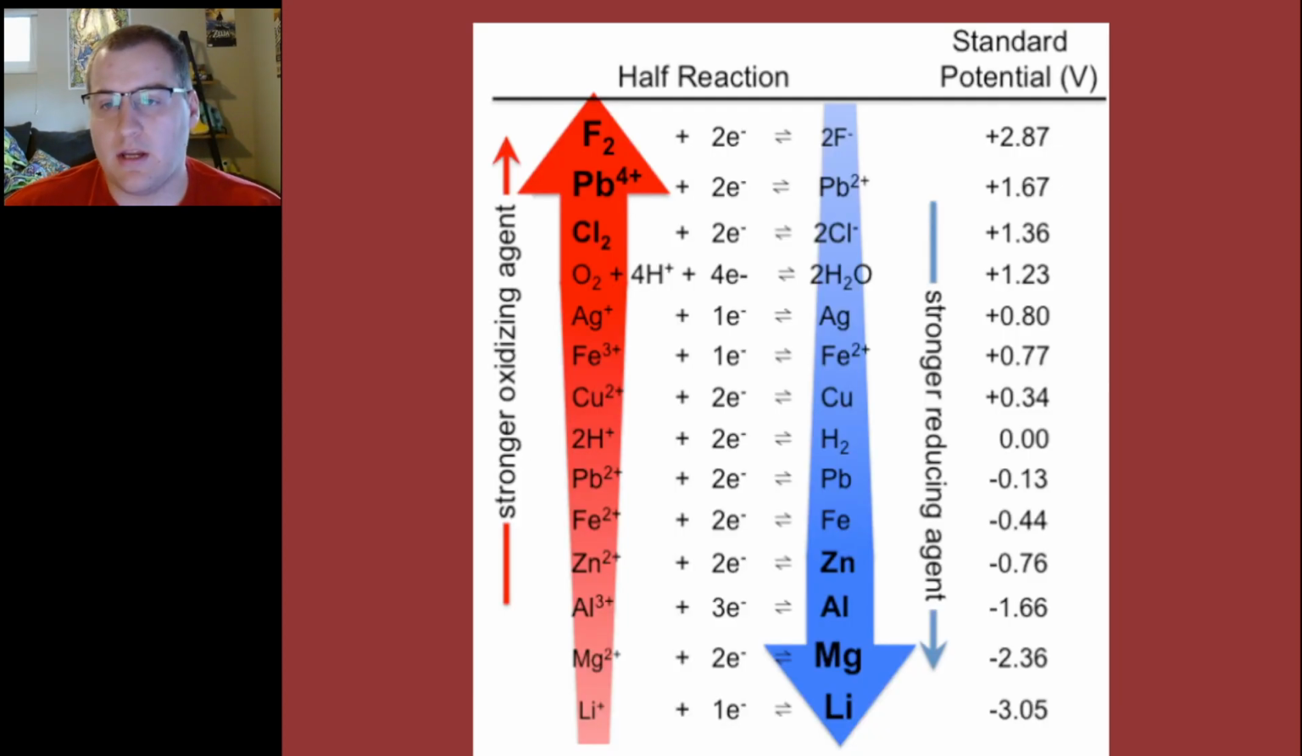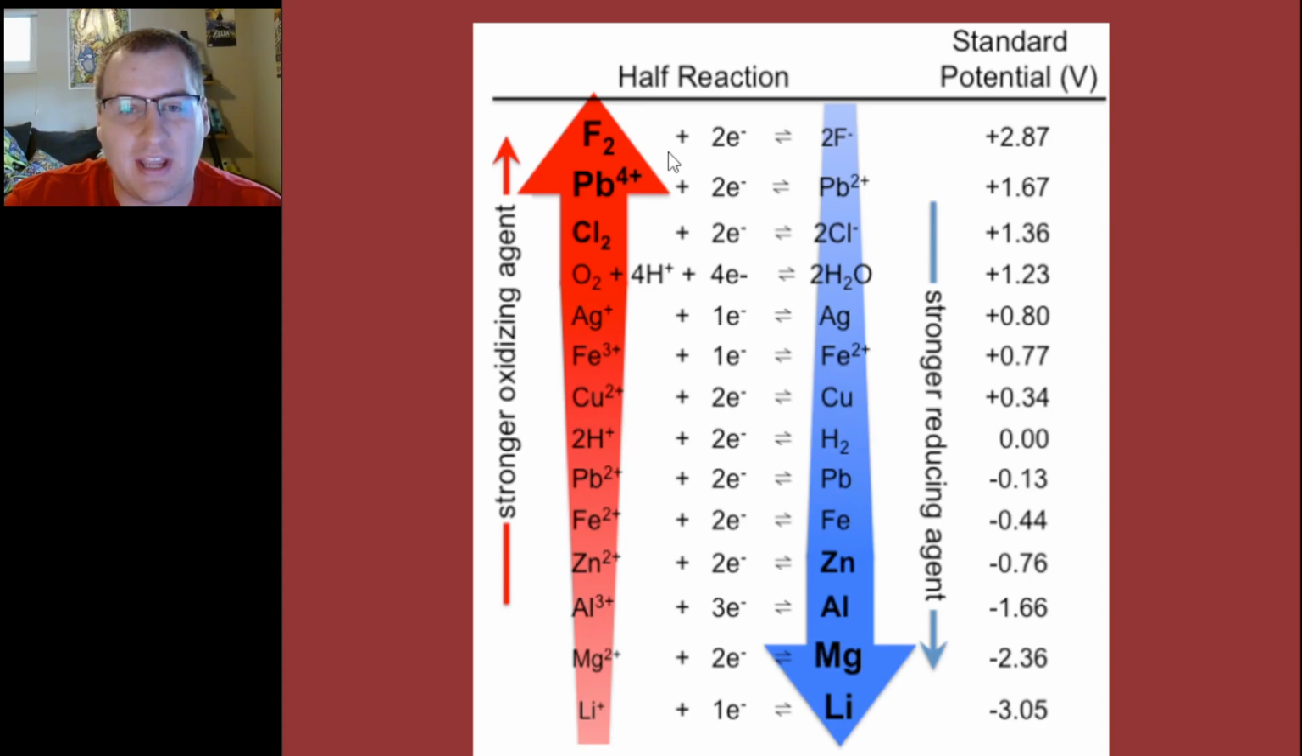Here is a chart we're going to be using for basically this entire unit. This is a series of standard reduction potentials. If we look at all of these different reactions, we're starting with something here on the left, adding electrons. You'll notice the whole way down, that's what we're doing, adding 1, 2, 3, or 4 electrons. Gain electrons is reduction. So this is a chart of reduction potentials.